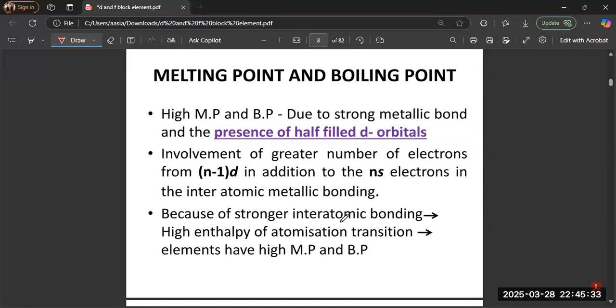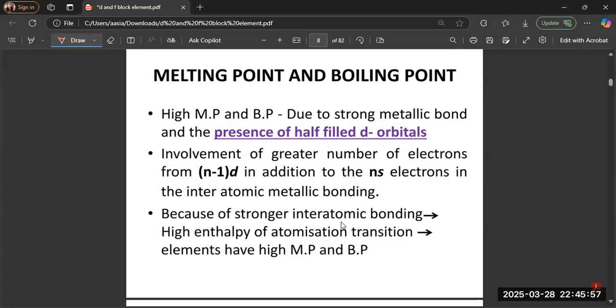Okay, let's see the melting and boiling point. So, high melting and boiling point. Why? Due to the strong metallic bond. The transition elements have a strong metallic bond and the presence of half-filled p orbitals, due to which they have high melting point and boiling point as well.